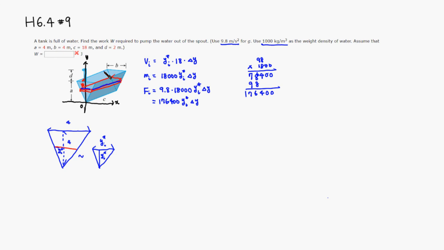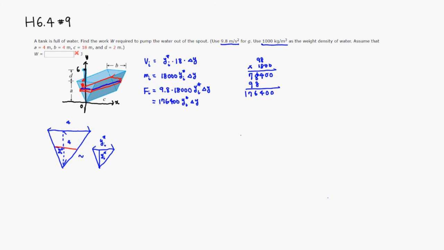Alright, then what we need to do is bring it up to this level here, which is, let's see, A is 4, D is 2. So at this point, we have to go up to 6, right? So the distance it needs to travel to get up to here would be the difference between 6 and yi. So we can find the work.